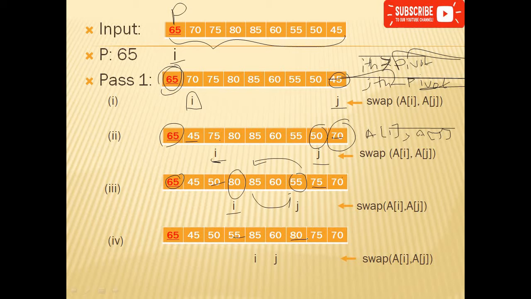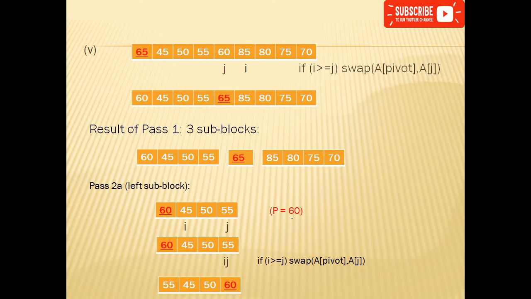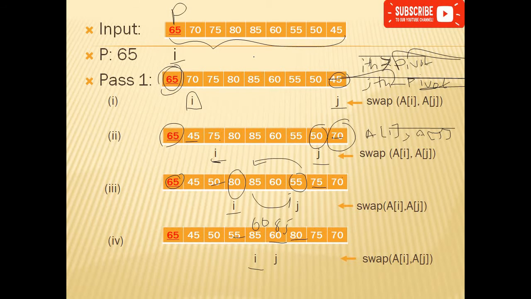Next, repeat the same process. We need to find the element greater than 65. Here I found it. And we need to find the element less than 65. Here I found it. So then what will we do? Swapping. So 60 will come here and 85 will come here. Just observe that again we repeat the process.